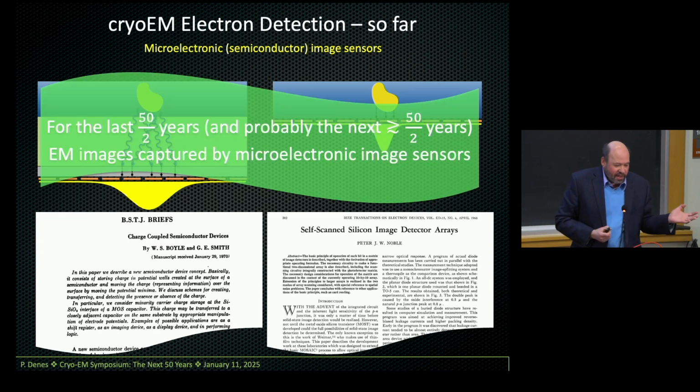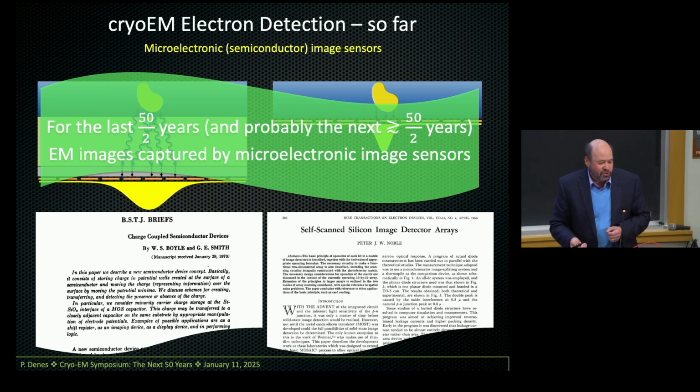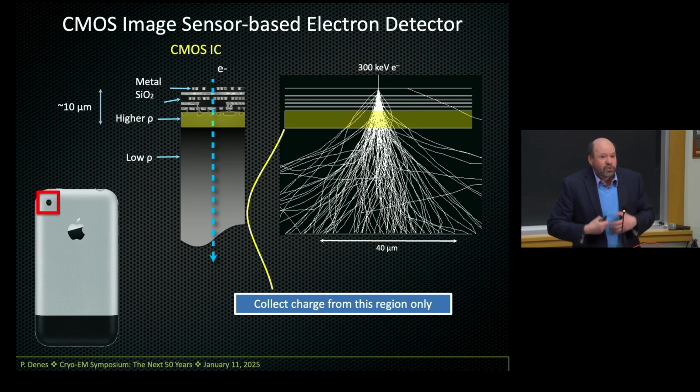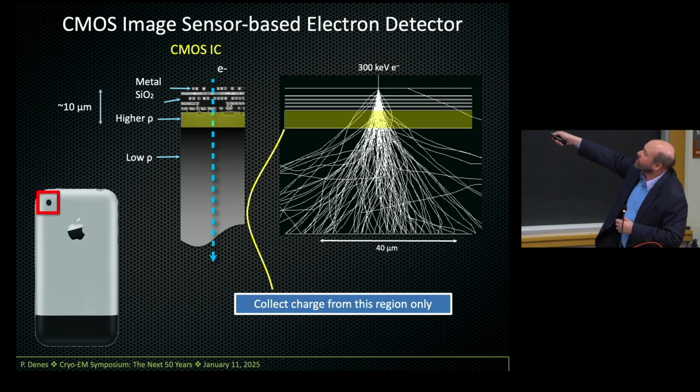So the past half century or so has used these devices, and I'm going to go out on a limb and say that at least for the next half century or so, I think we're going to make use of these microelectronic image sensors. So the CMOS image sensor-based electron sensor rips out the camera from your early cell phone and passes electrons through it. So your cell phone camera is just an integrated circuit.